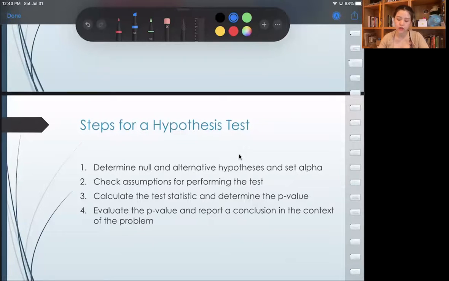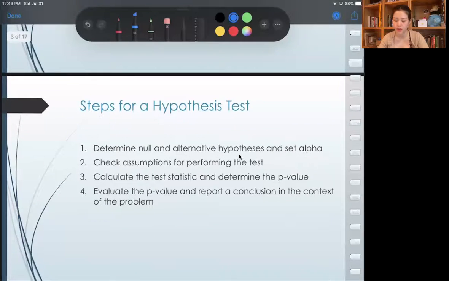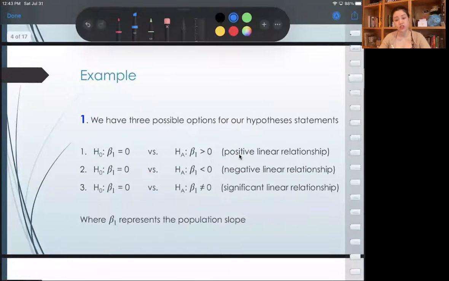So the first thing first, you have to determine the null and the alternative hypothesis and set the alpha. Remember, the alpha here is 1%, right? So how do I determine the null and alternative hypothesis? There are three choices for you. For the null hypothesis, beta 1 is always equal to 0. By the way, beta 1 represent the population slope.